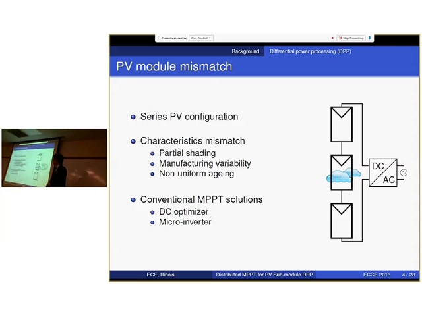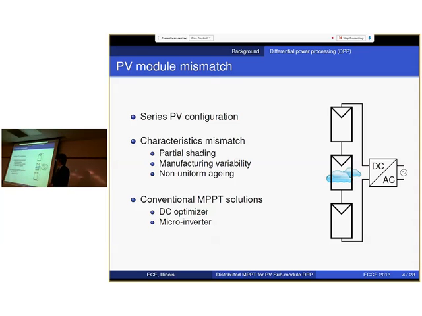So to begin with, as Catherine just introduced, PV modules are often connected in series to stack for a high enough voltage for the efficient operation of the converter. And the series PV configuration then creates a well-known characteristic mismatch problem, which is typically a result of partial shading or manufacturer variation or non-uniform aging characteristics.